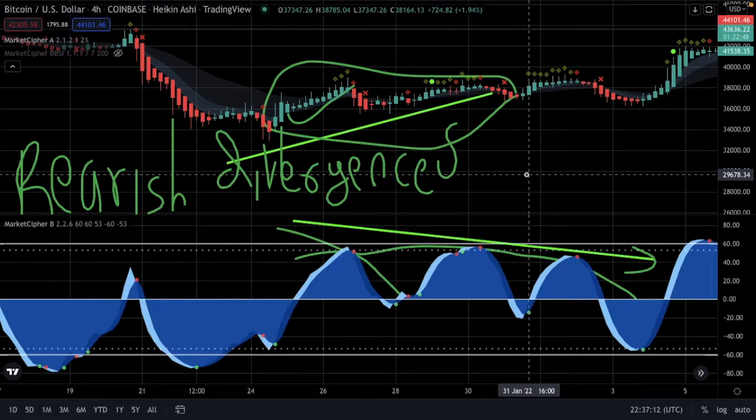So bearish is when price seems to be heading upwards and our most influential oscillator is heading downwards. Bullish is obviously the inverse, which is when price is heading downwards and the divergence is heading upwards. So this is basically how divergences work.